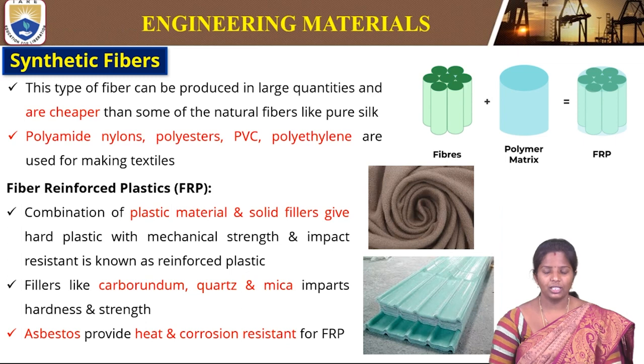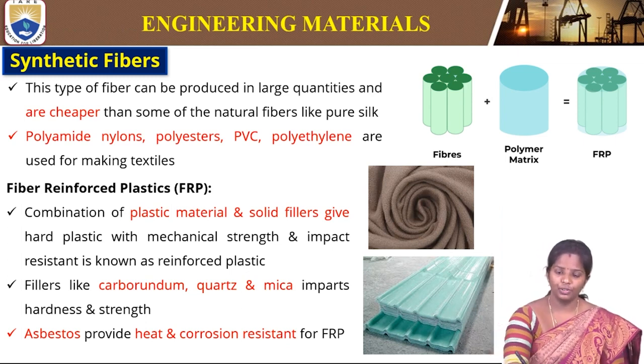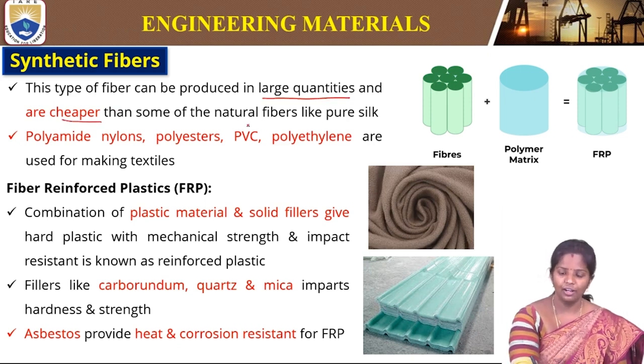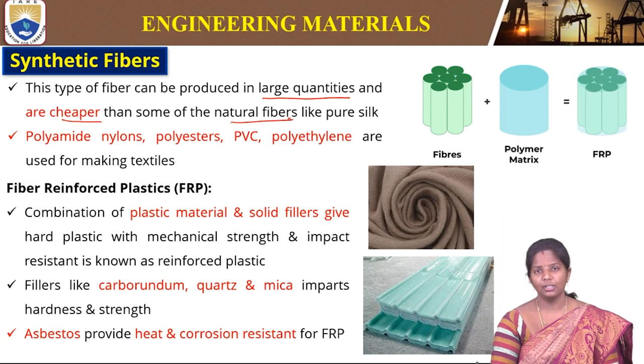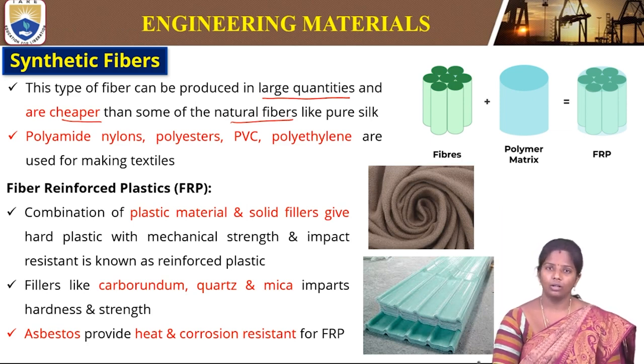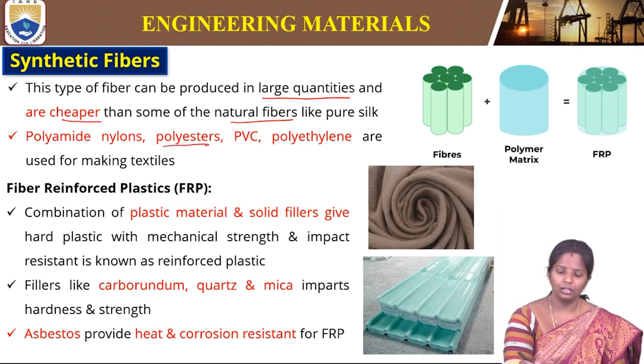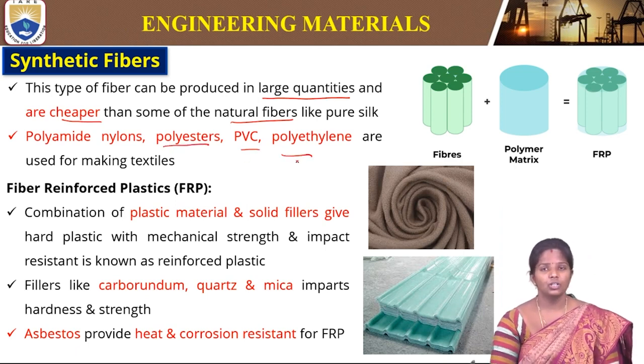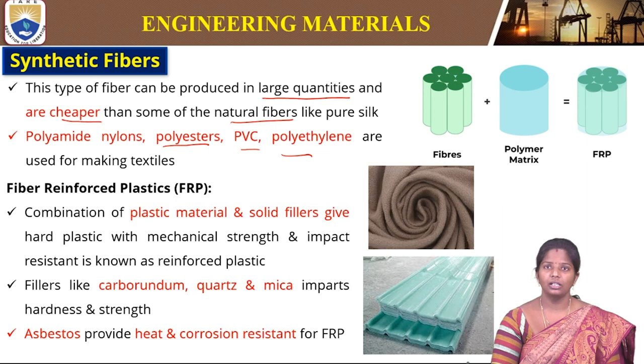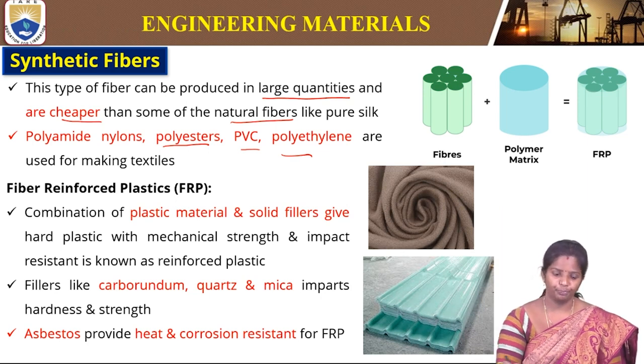Synthetic fibers, the other type of fibers. This type of fiber can be produced in large quantities and is cheaper when compared to natural fibers. For example, pure silk is very costly when compared to nylon or polyester or PVC or polyethylene. These are some of the synthetic fibers that are used.